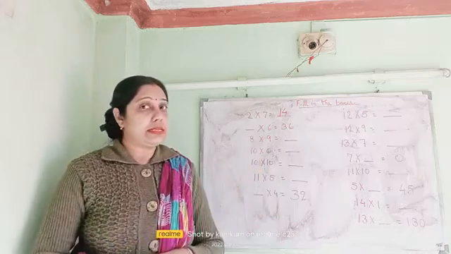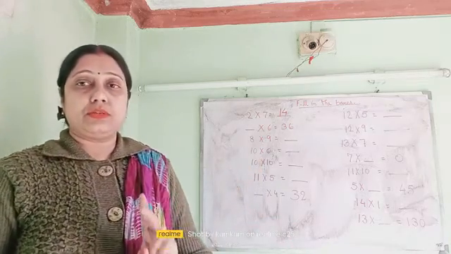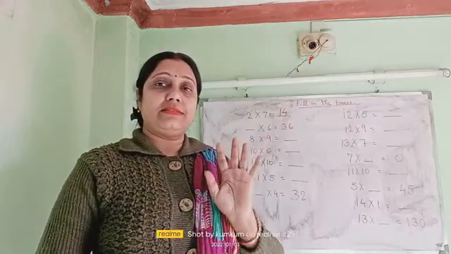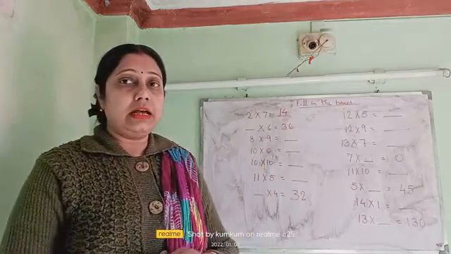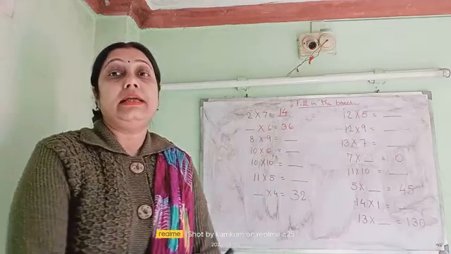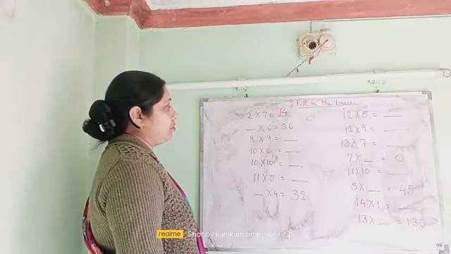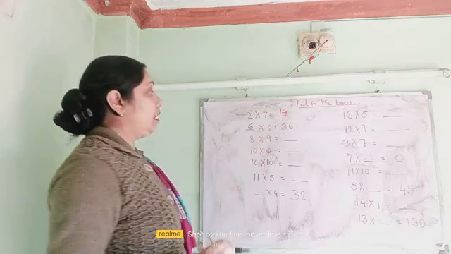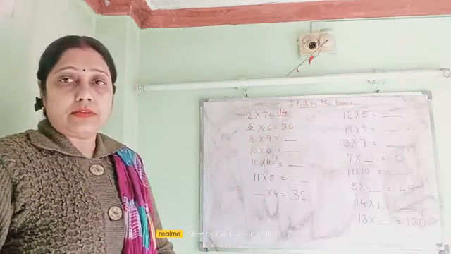So read the table of 6. 6 ones are 6, 6 twos are 12, 6 threes are 18, 6 fours are 24, 6 fives are 30, and 6 sixes are 36. So we are getting 6 multiplied by 6 is 36. So we are going to write here 6.